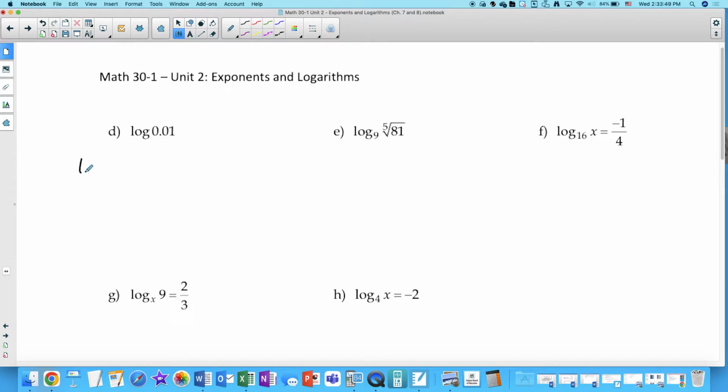Now, when it's in decimal form, sometimes I like to think, okay, what would that be as a fraction? This is 0.01. That's 1/100ths. Okay, so the question is this. How can I write 1 over 100 using base 10? 10 to the negative 2. Yeah, because it's 1 over 10 squared. So this will be negative 2.